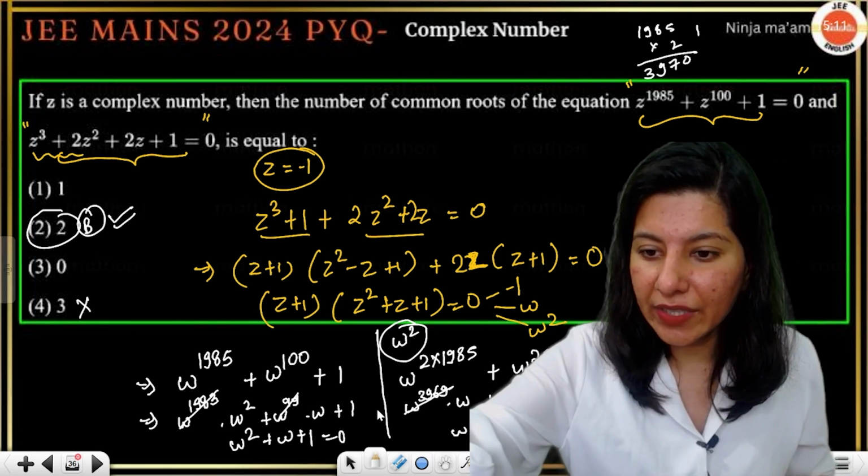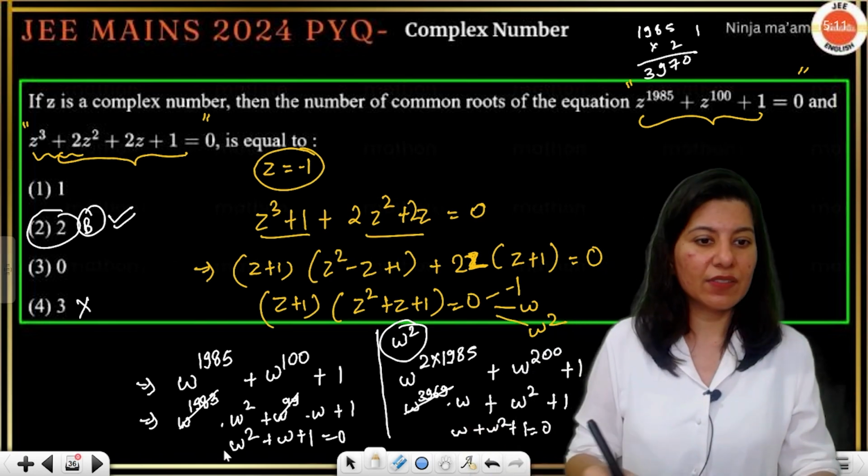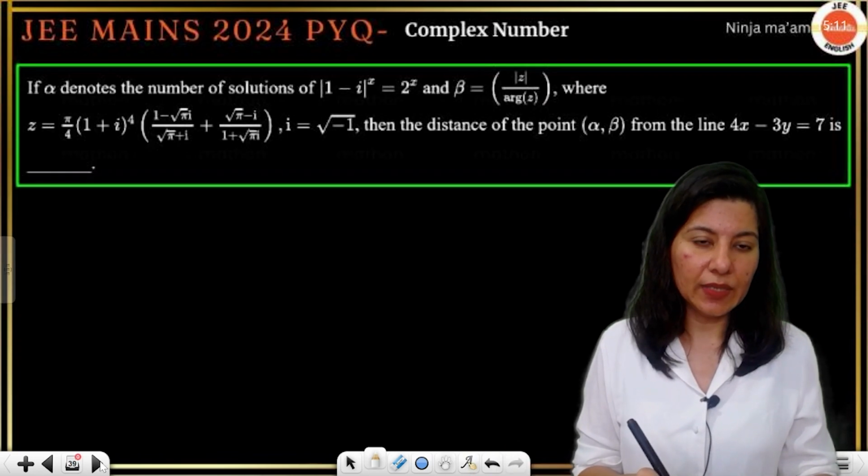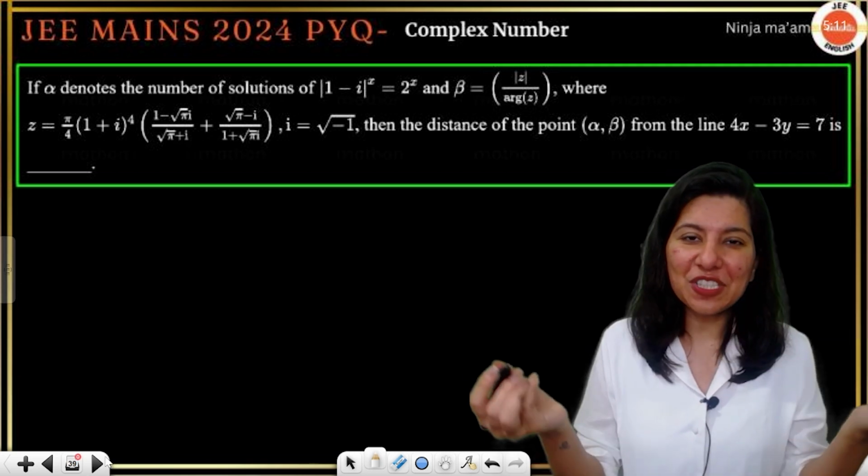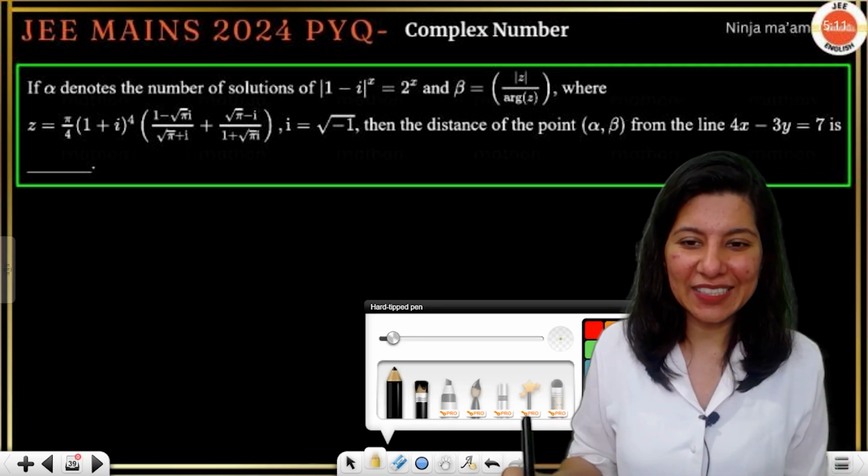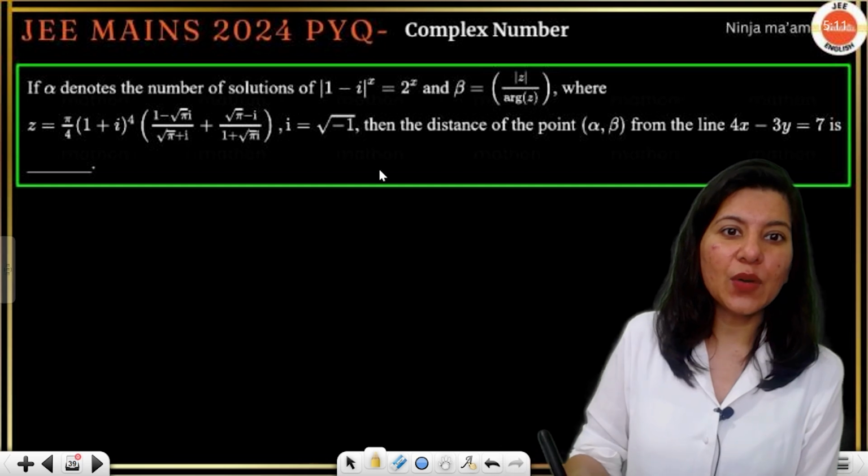Okay. All right. Clear. Perfect. If you've understood this, good. Okay. And if you've not understood it, rewatch it. Redo it on your own. Okay. Chalo. Now next question.